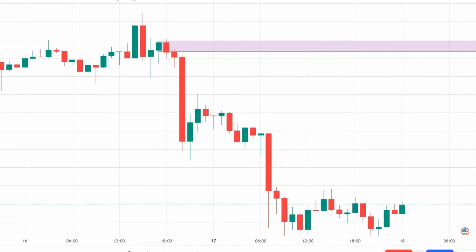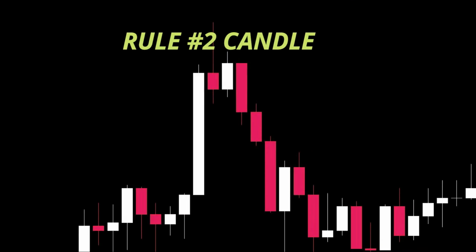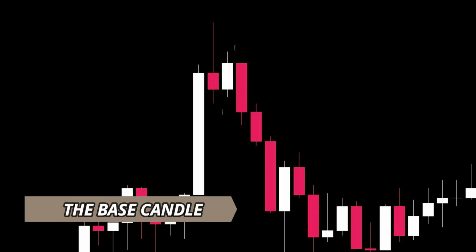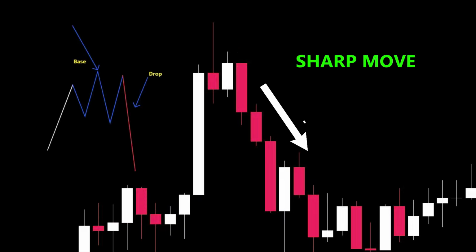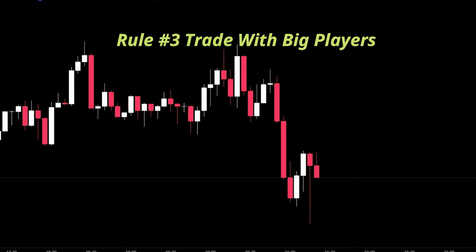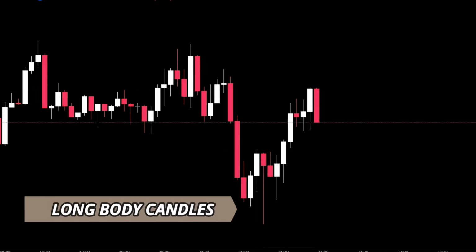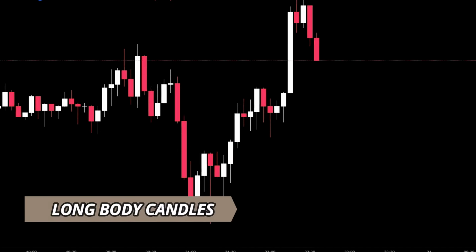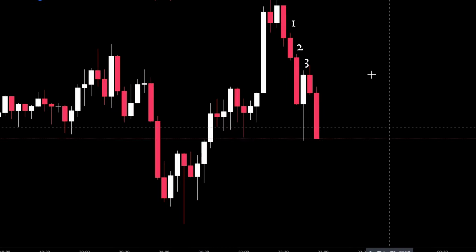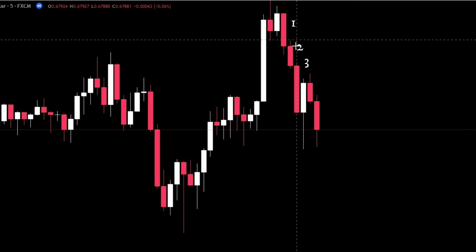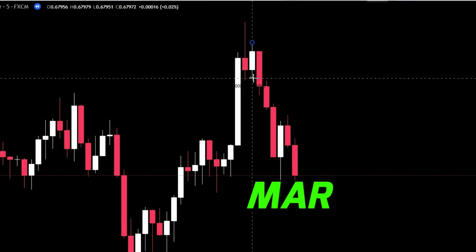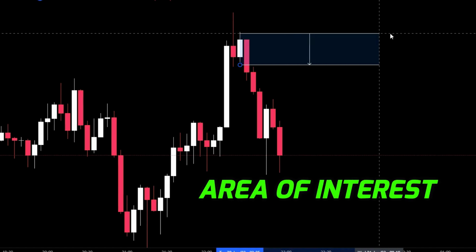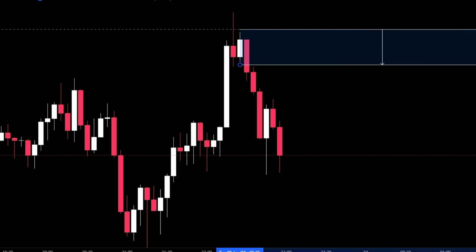Let's find out these zones on a chart. The base candle. For each supply and demand zone, we need to find a base candle. A base candle is located before the sharp movement of the price. Long body candles. After the base candle, when long bodies are formed, they indicate that the big players are in the market. In this example, the price dropped sharply after a small upside candle. So we are going to mark this zone as an area of interest and wait for the price to come back to this marked area and enter a short position.